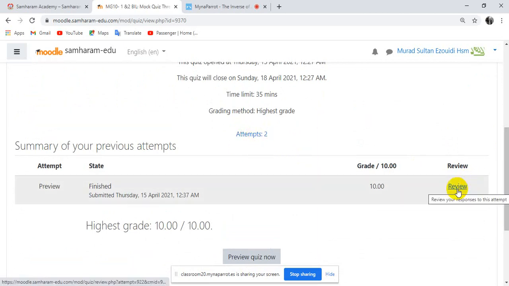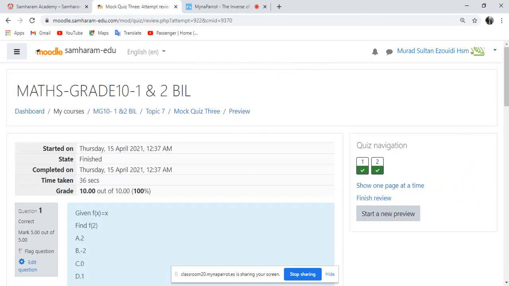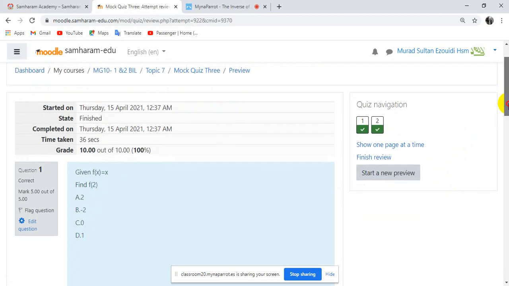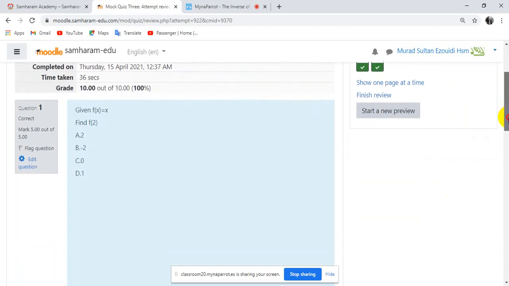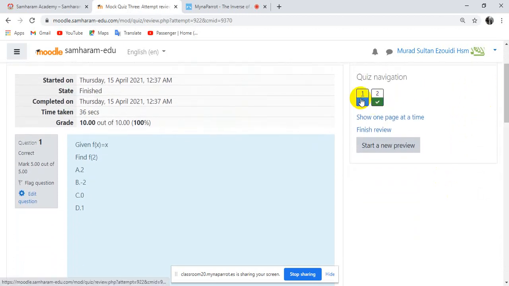I will make a review now as a student like you. Look, I will make a review for you. I answered already, but I will make a review. This is page number 1, question number 1. Given f of x equals x, find f of 2. Is it 2 or minus 2 or 0 or 1?